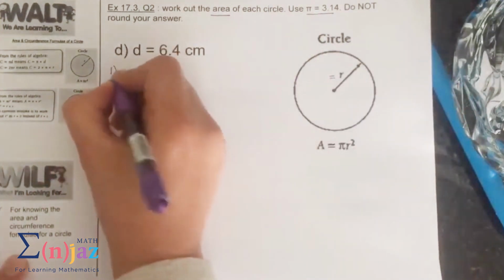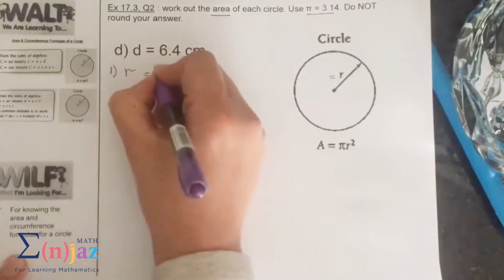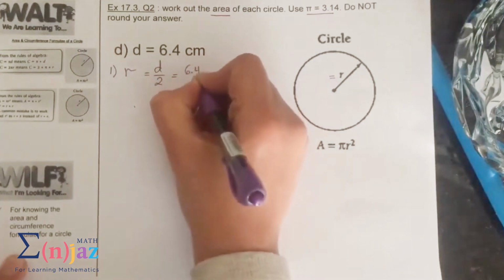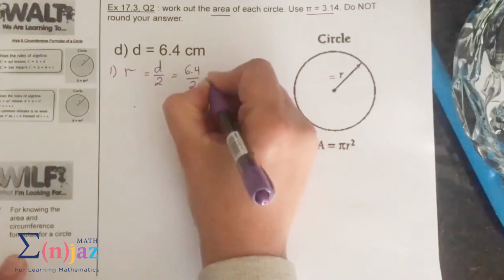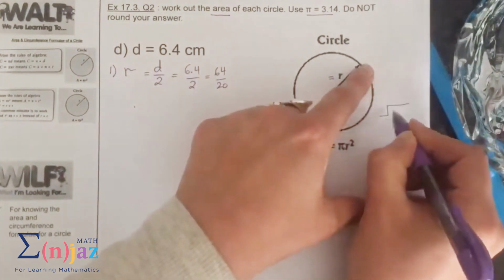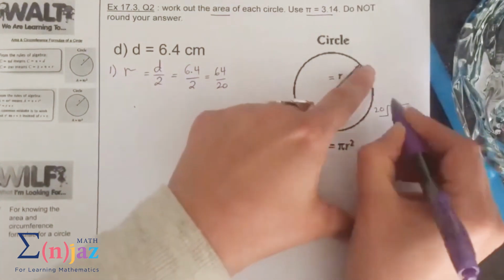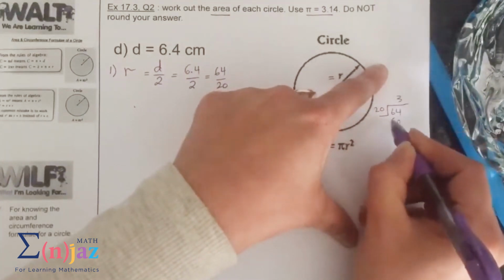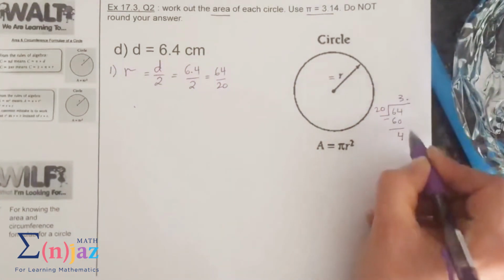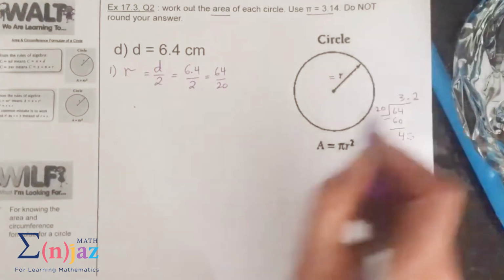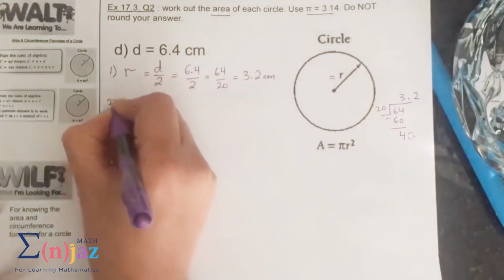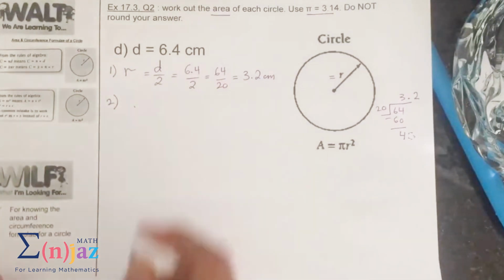So step 1, the radius is equal to the diameter divided by 2, which is 6.4 divided by 2, which is 64 over 20, long division. 64 divided by 20, it's 360, subtract 4, decimal 0, 2, so it's gonna be 3.2 centimeter.